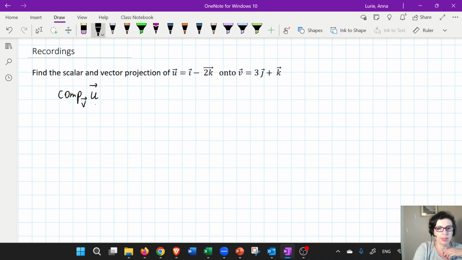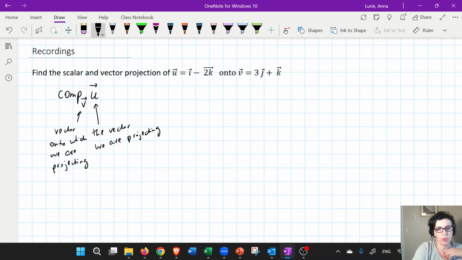So u is the vector we are projecting on something else, right? And then v is the vector onto which we are projecting. Okay, so let me first show you the formula. The formula looks like this.